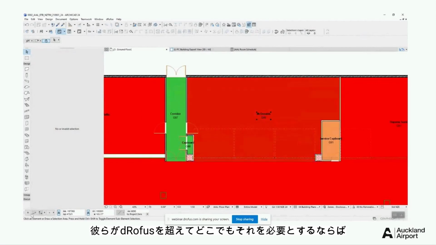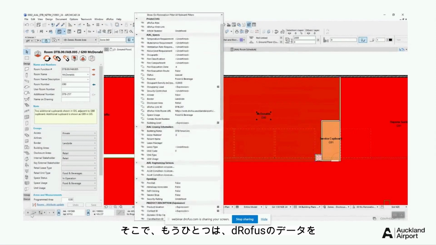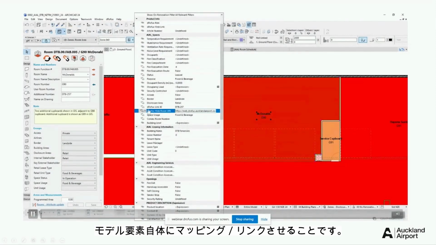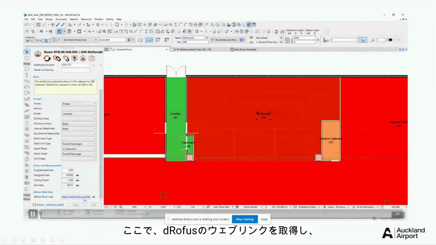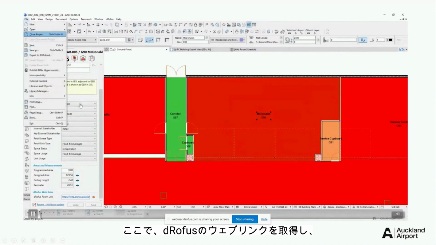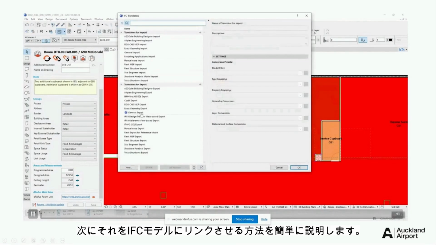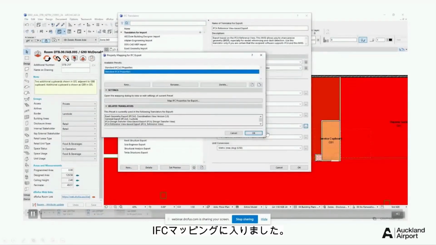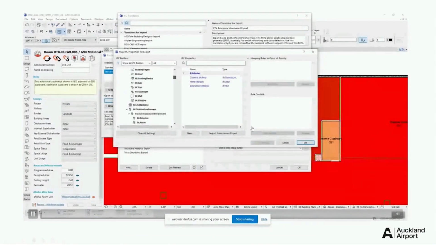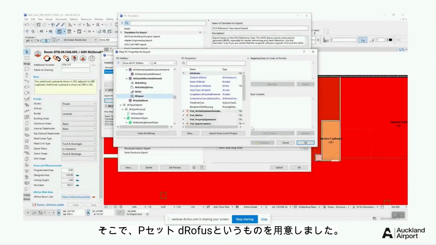The other thing we can do is map and link data from dRofus to the model element itself. So we've got the dRofus web link, and I'm going to show you quickly how we then link that to the IFC model. We've gone into the IFC mapping. We can then create an IFC property set. We've got one called Pset dRofus.